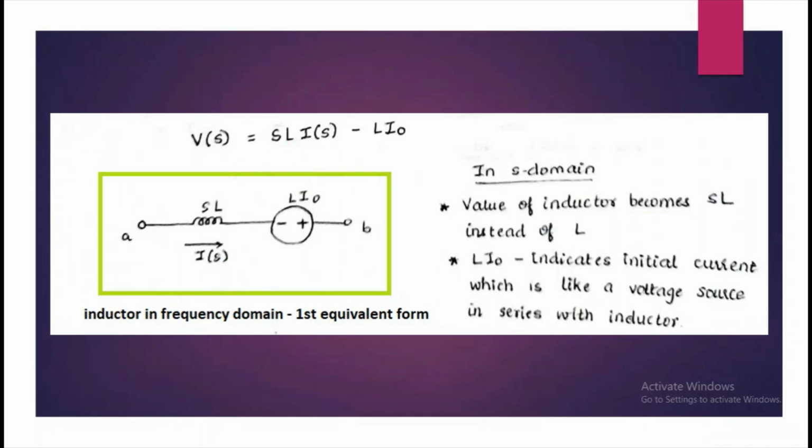The second term is L I0, which is nothing but another voltage. So it acts as a voltage source, and that will be opposite to the direction of the current flow because of this negative term. So we have to mark it as minus plus, which is opposite to the direction of the current flow, I(s). So L I0 represents the initial condition, and the inductor value, which was L, becomes sL in frequency domain.